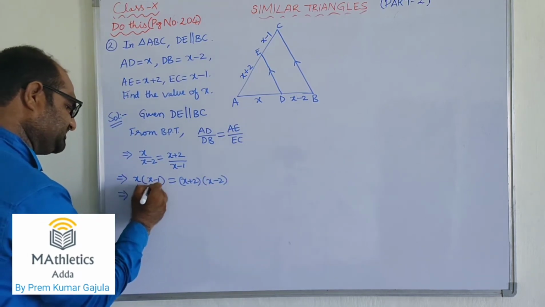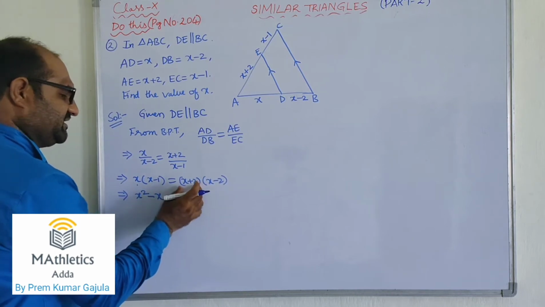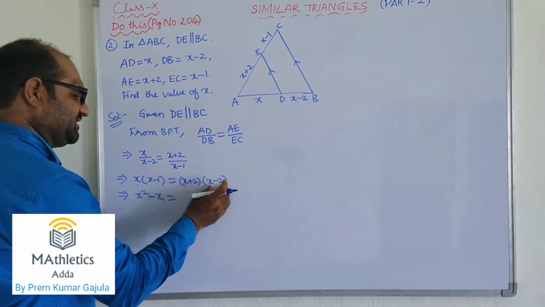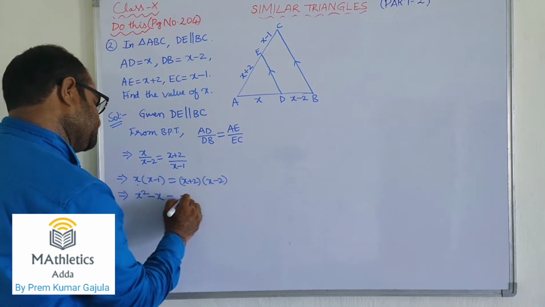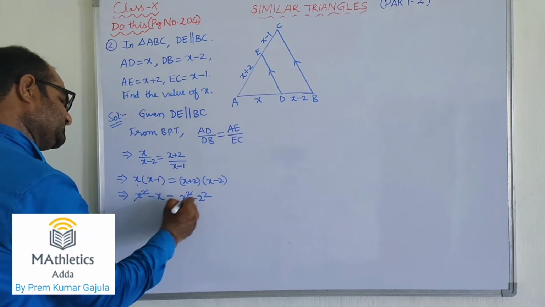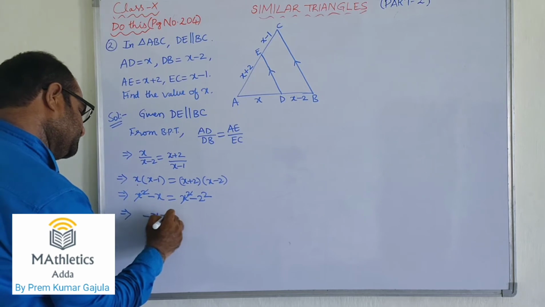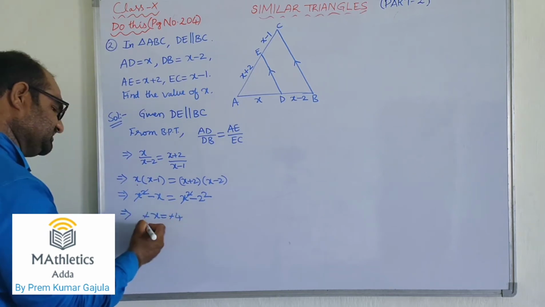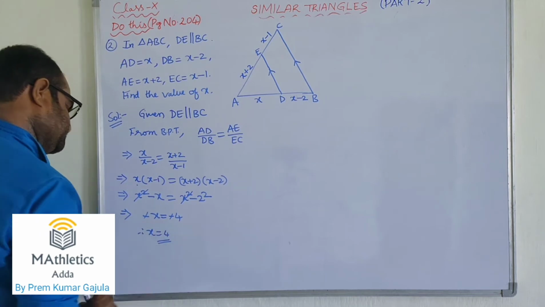So if you multiply, x into x is x square, x into minus 1, minus x. So here it is in the form of x plus 2 into x minus 2. That means a plus b into a minus b. So we can write it as a square minus b square. So that is x square minus 2 square. So here on both sides x square we can cancel. So we have got minus x is equal to minus 4. So if you further cancel minus, you will get x is equal to 4. That is our required answer.